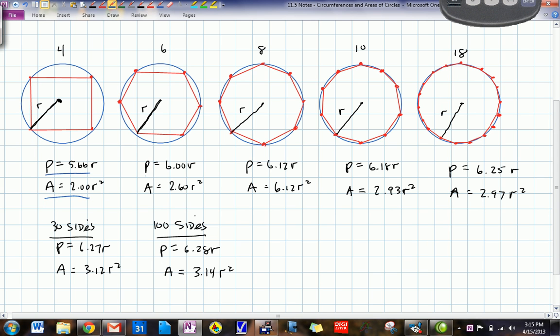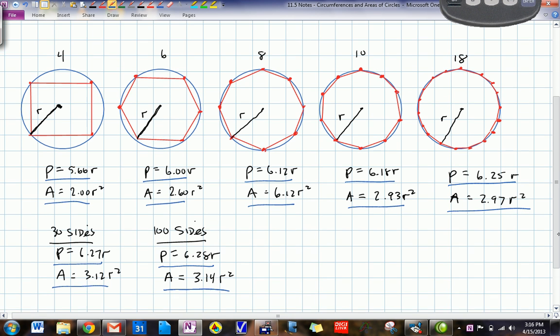And so for the 6 side, here's the perimeter, and here's the area. For the 8 sides, here's the perimeter, and here's the area. For the 10 sides, the perimeter and the area. For the 18 sides, which was the biggest I could draw, perimeter and area. The 30 sides and the 100 sides are the next two, and I just couldn't physically draw those with the instrument that I had. But the perimeter comes out to be 6.27 r, and the area is 3.12 r squared. And if we could draw a 100-sided figure, we could use, as I said, methods from the previous section to figure out the perimeter is 6.28 r, and the area is 3.14 r squared.